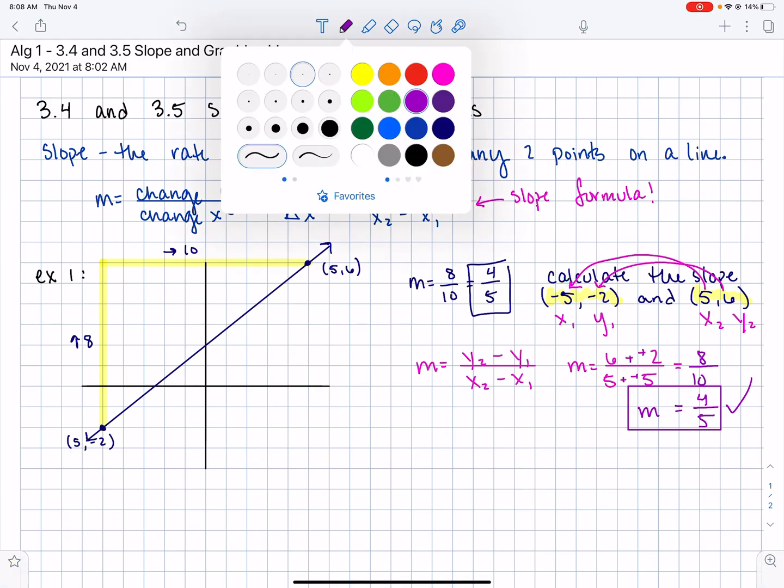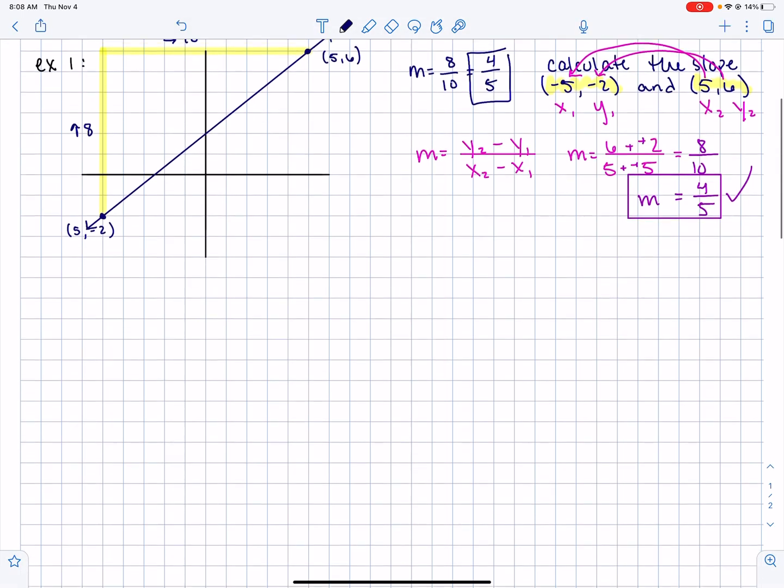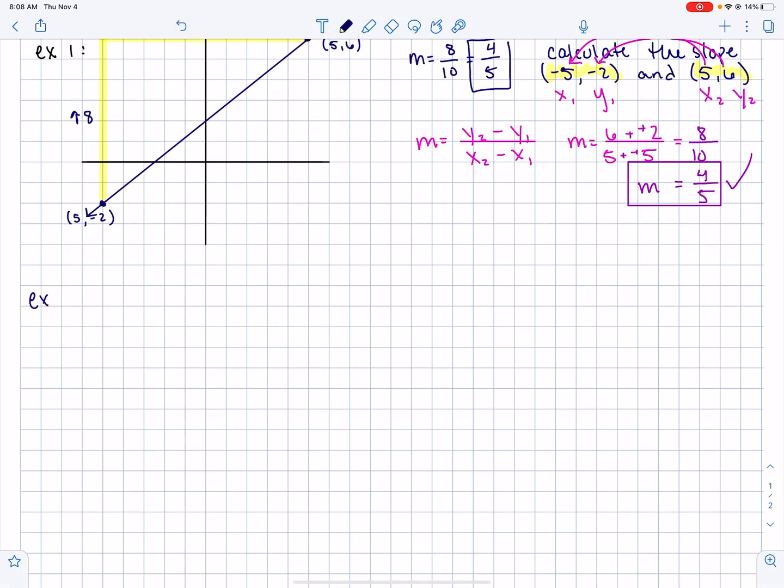All right, let's try it again, but this time we're just going to give you the points. So for example 2, I would like you to calculate the slope between the 2 points I'm going to give you: -5, 3, and 6, 5. All right.